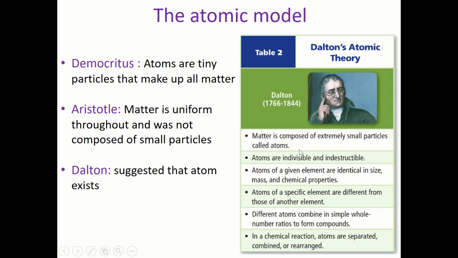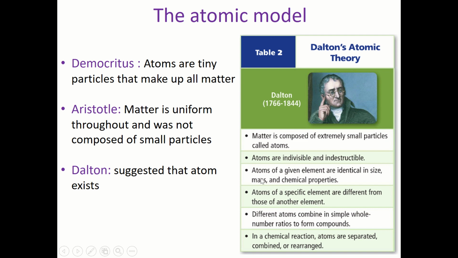First, Dalton said that matter is composed of extremely small particles called atoms. Okay, so this is right. Number two, he said that atoms are indivisible and indestructible. Indivisible means that you cannot divide it. Now this is not true, right? Because now we know that atoms can be divided into smaller particles, and they are made up of protons, neutrons, electrons, and even quarks. So this assumption was not correct.